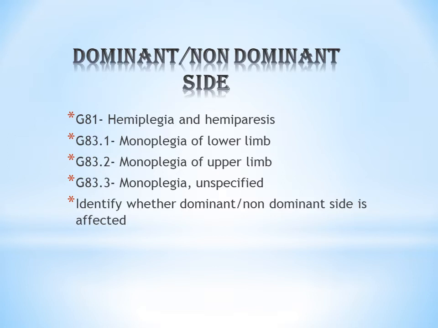Similarly, if the documentation says the left side is dominant and that patient has left side hemiplegia, you have to search the code for hemiplegia on left dominant side. If the same patient has hemiplegia on the right side, the left side is dominant, so right will be non-dominant. So hemiplegia on right non-dominant side. You have to know which is the dominant side, which is the non-dominant side, and also which side the hemiplegia affects.